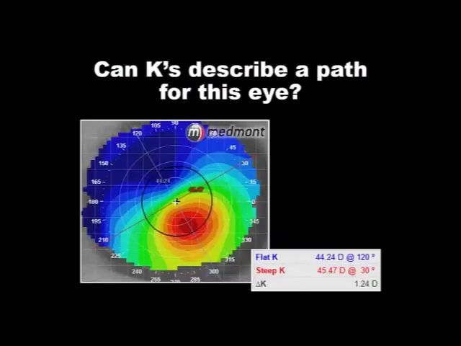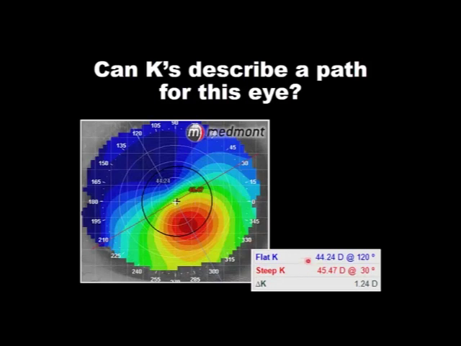Now, could K readings describe a path of contact lens for this patient? The keratometer has long been our standard of care for understanding eye shape. But the keratometry values are taken at only 3 millimeters, so we're missing an awful lot of information that the topographer is providing. So should we be using K readings by themselves? And how limited are K readings?